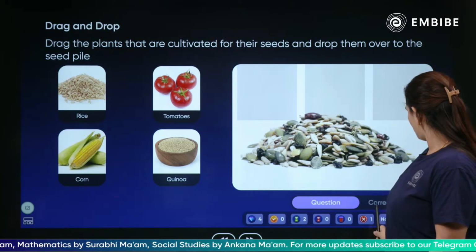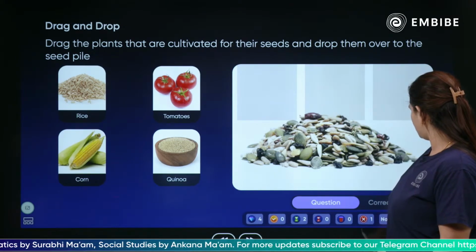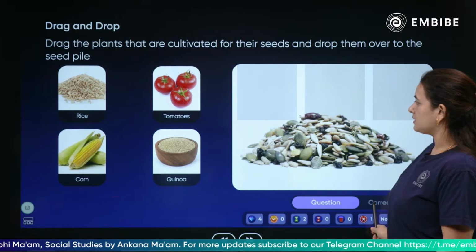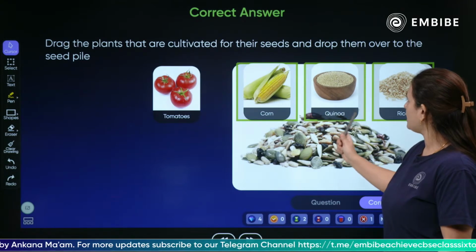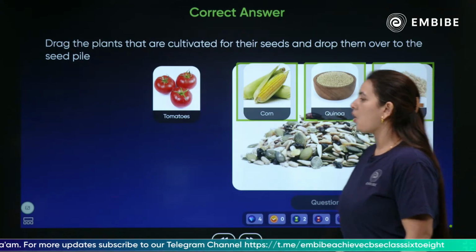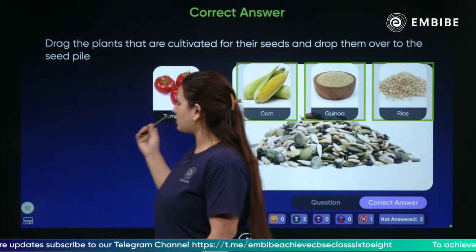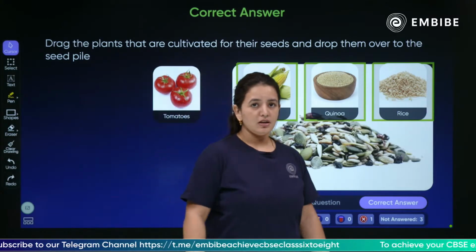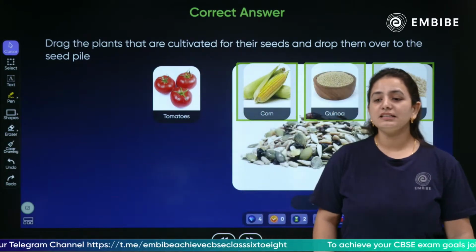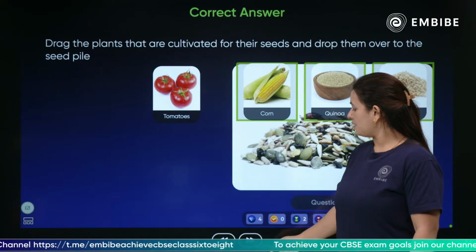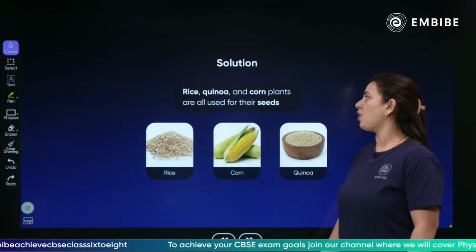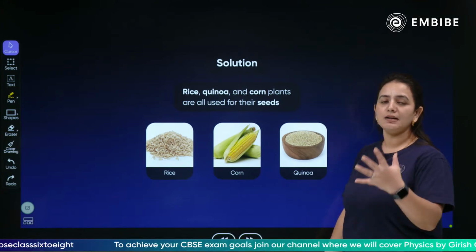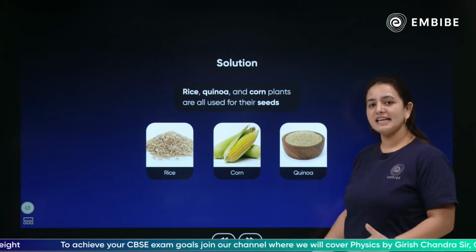Yes, Ritesh, Acharya, Nitin. Come on, quickly, children. Corn, quinoa and rice are all used for the seeds. Tomatoes? No, tomato is a fruit. Okay, moving forward, children. The rice, quinoa and corn plants are used for the seeds. The edible part is the seed.